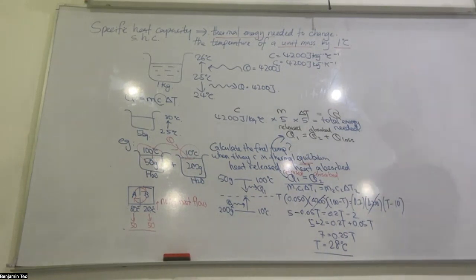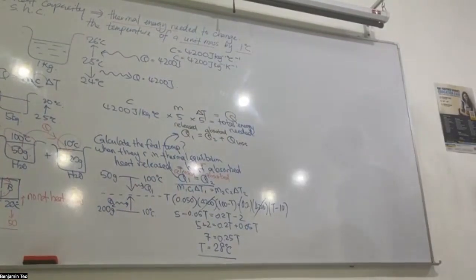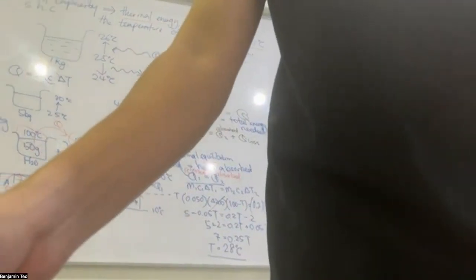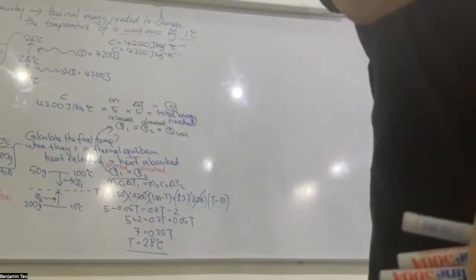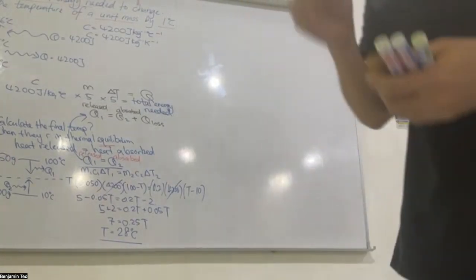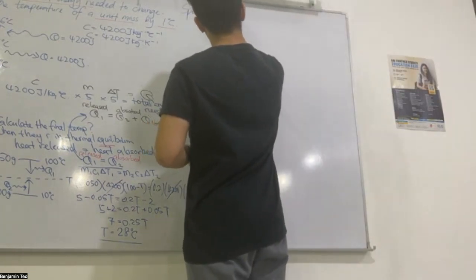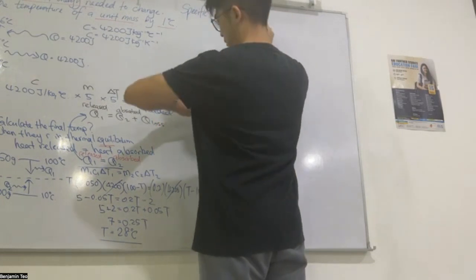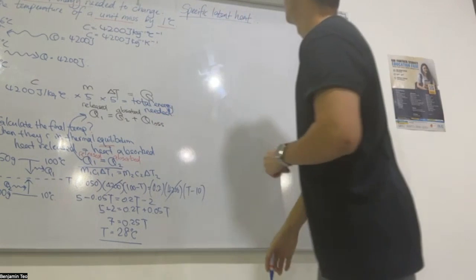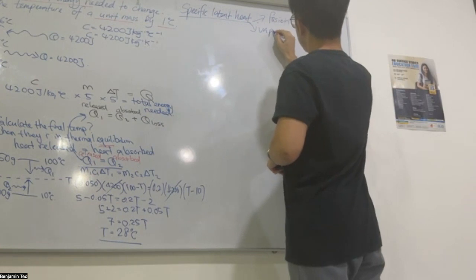Right. So that's SHC. Now, then we have, let me bring this a bit here. For the rest of the guys. Okay, specific latent heat. You got two. One is fusion. One is vaporization.